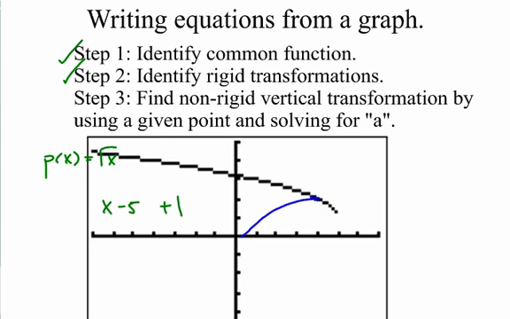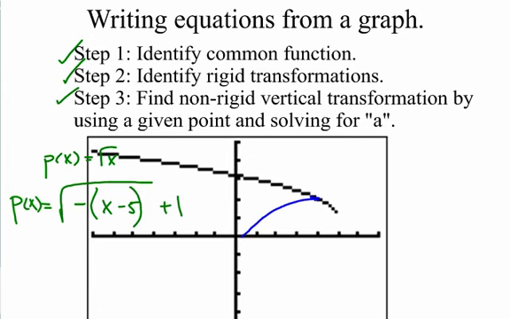Now, when we do this, you have to be very careful, because we want to put this entire quantity, x minus 5, in there. And now we're going to have a negative, and we're going to take the square root of that. And that appears to be our rigid transformations. So now we go to our non-rigid. For our non-rigid, we're going to look for vertical transformations. We need a point in order to figure this out.